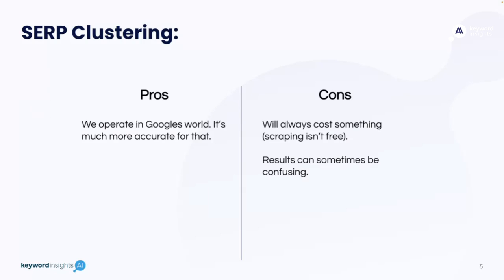The cons are it will always cost something. Scraping isn't free. We've got to scrape the search engines to do it, so it will always cost something. And there's different price tools out there, or there's different things you can do to do that, but it will always cost something. And the results can sometimes be a little confusing. And I'll go into a bit more detail on that one.